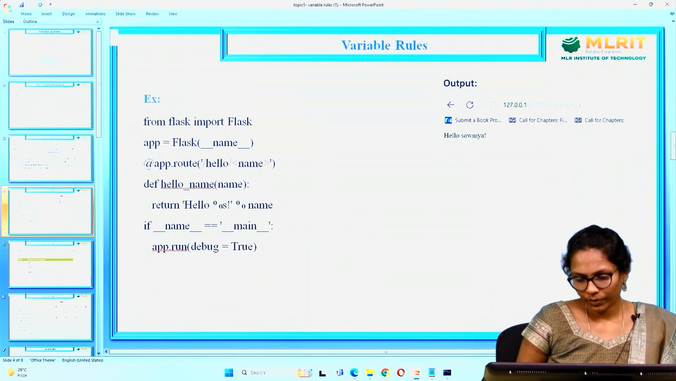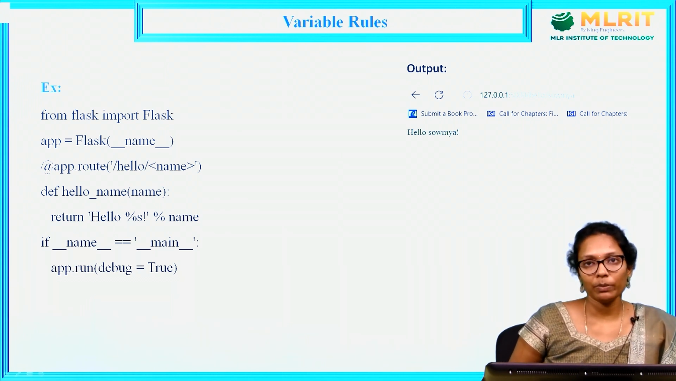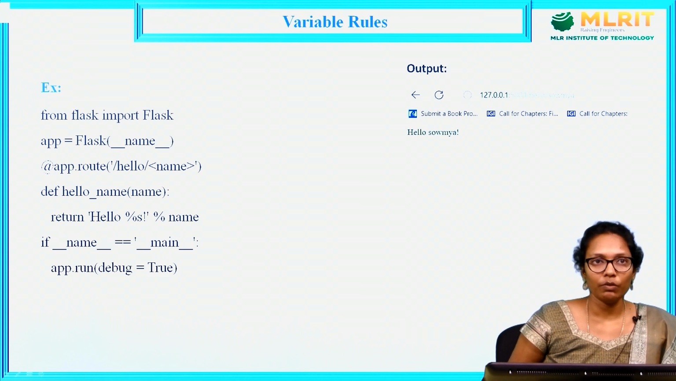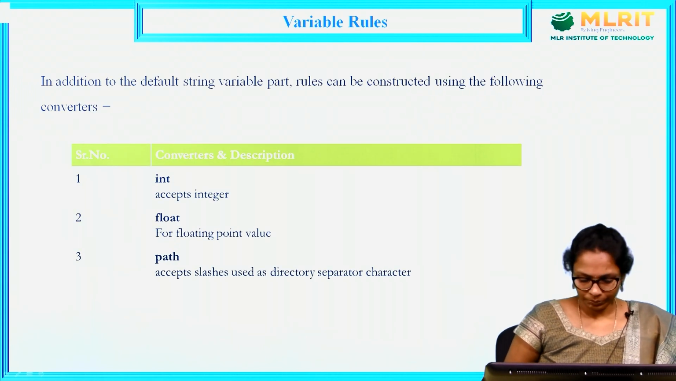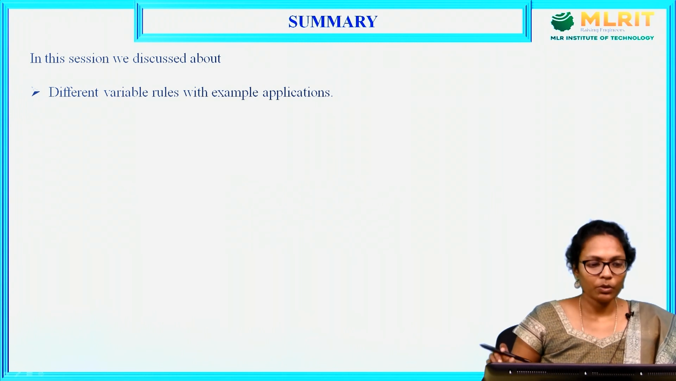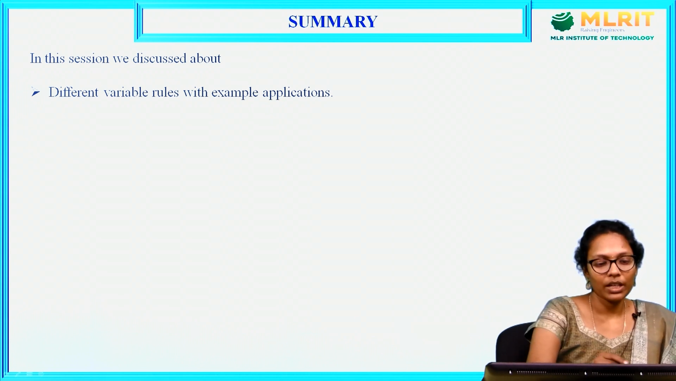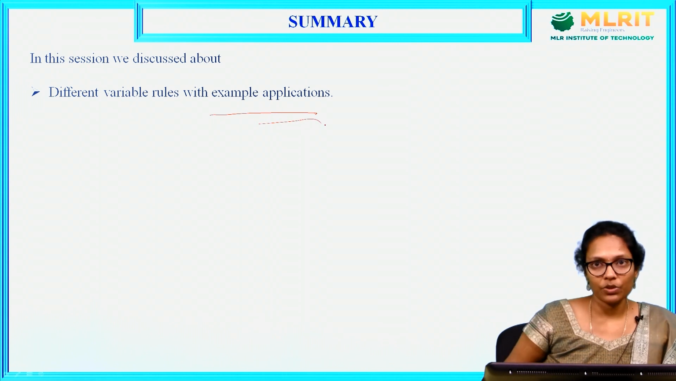In this way, we can send different variables as part of the URL, different types of variables like strings, integer, float. That's about the different variable rules, how to use the different variable types in setting the URL using the route method in the Flask application. We have also seen the example applications in this video.